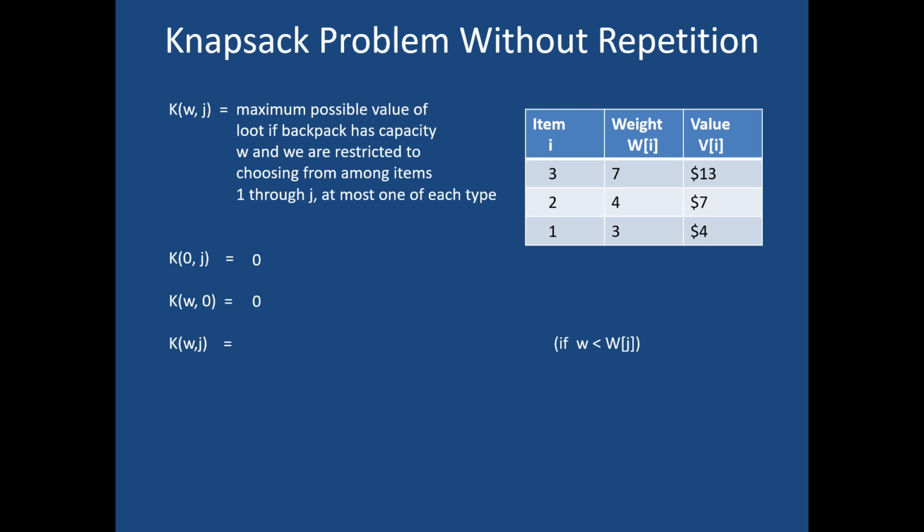You can't take an item j because there's not room for it in the backpack. So our strategy is going to be a choice you make when the second parameter is j: do I take an item j or not? Well, we can't take an item j because there's not room for it. So how can we define this in terms of a simpler subproblem?